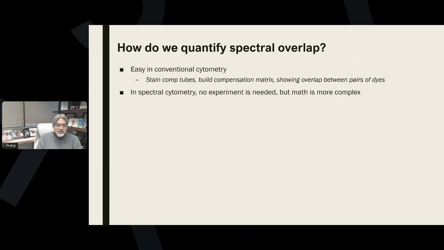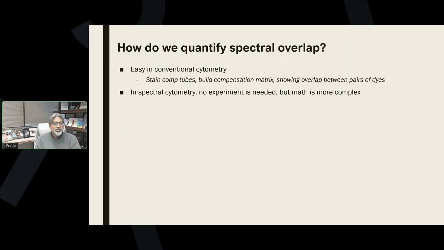So how do we quantify spectral overlap? Well, in conventional cytometry, we can actually do this experimentally, right? We can stain compensation tubes, we can build the compensation matrix, and then we can look at the intersection of each of these dyes to get a relative reading of how much they overlap. If the compensation value in the matrix for FITC versus PE is very high, then there's a lot of overlap between those dyes.